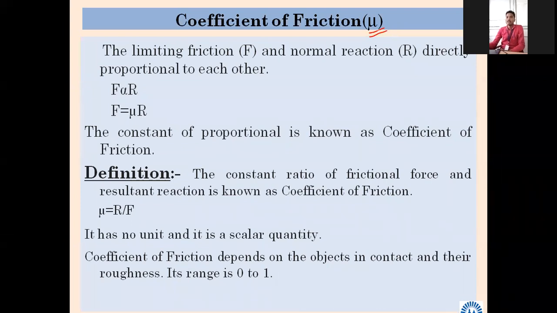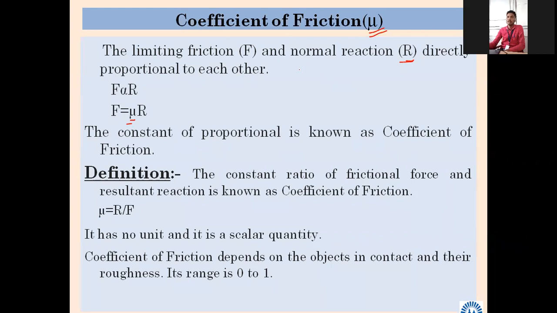Mu. So what is that? Just see now, very simple. This term is going to come again and again. ही टर्म आपल्याला बऱ्याच वेळा पुढे येणार आहे. That's why we should remember it very well. The limiting friction F and the normal reaction R are directly proportional to each other. Limiting friction is a force, and normal reaction we show by R. Here it is written F proportional to R, directly proportional. So here the constant of proportionality is known as coefficient of friction.